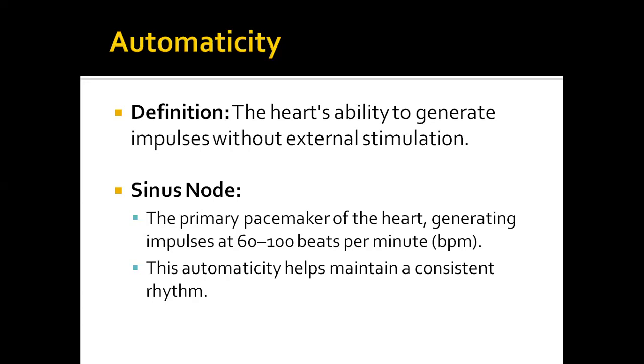One of the heart's unique characteristics is automaticity, its ability to generate impulses without external stimulation. The sinus node, the heart's primary pacemaker, regulates the heartbeat at a rate of 60 to 100 BPM. This ensures the heart maintains a consistent rhythm, which is vital for proper circulation.